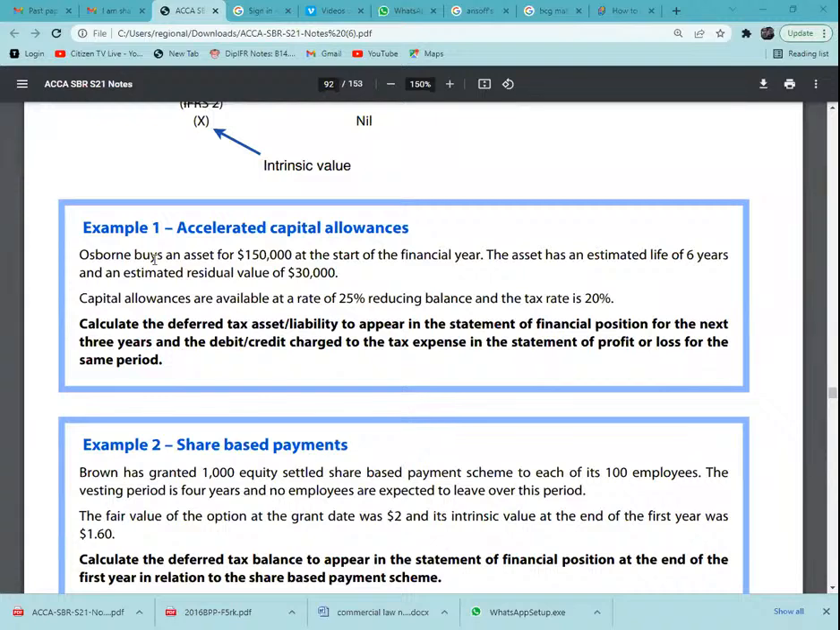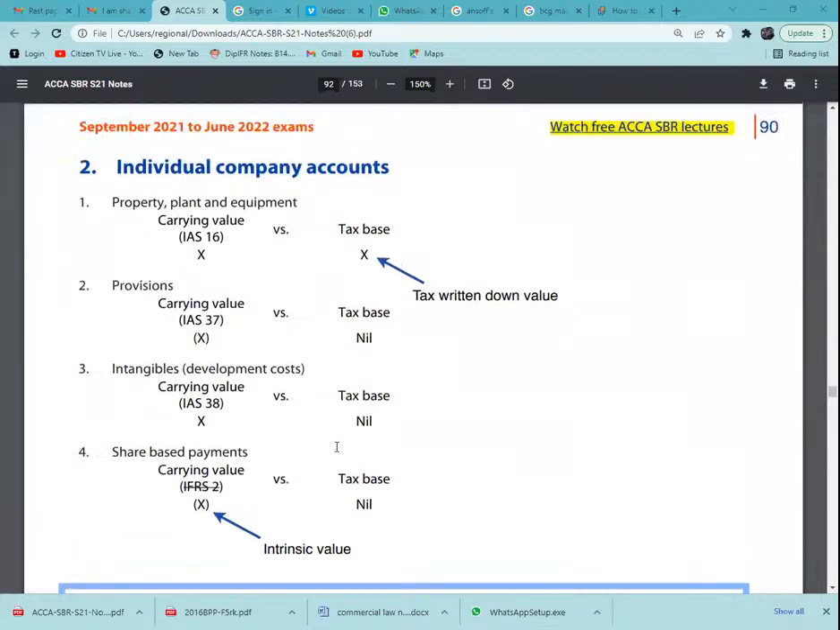In the past, you'll love it. First, there is something here: when you look at your past paper, this is an individual company. Carrying value of an asset, tax base. Know this: all provisions have a nil tax base. Intangibles, the same, they have a nil tax base. If you're told that employees are getting share-based payments, they also have a nil tax base. This is something that will really excite you, because once you understand this, you'll be able to do most of the questions in the past.